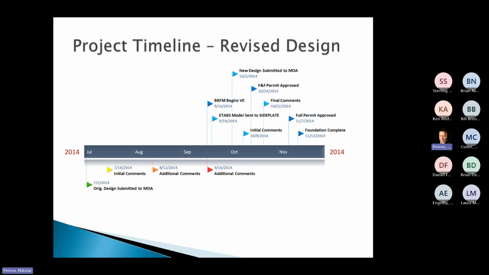We got initial comments back from, I think, Wayne, one week later. We got an F&F permit approved five days later, final comments on the 22nd, and a full permit on November 7th. So in less than two months of us hopping into a project that was completely stalled out, using SIDEPLATE, we were able to get the full permit.